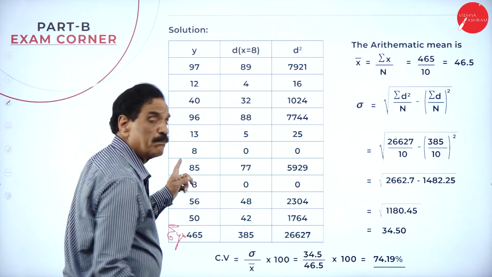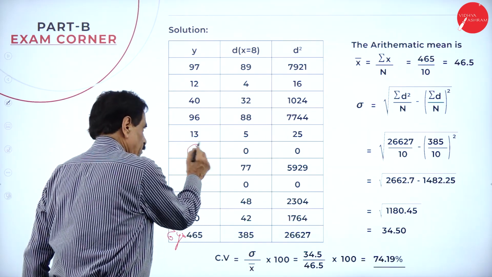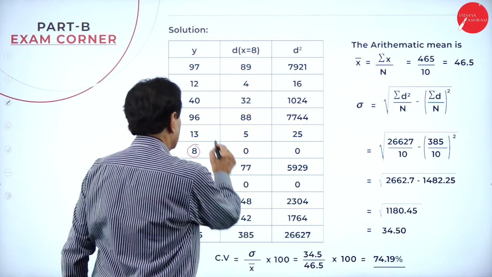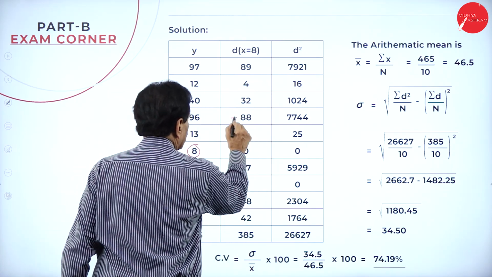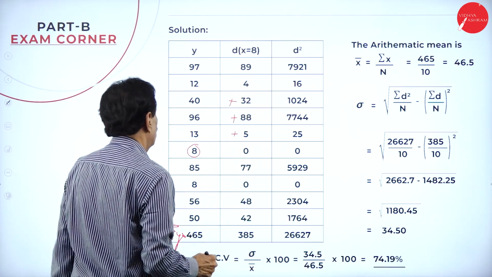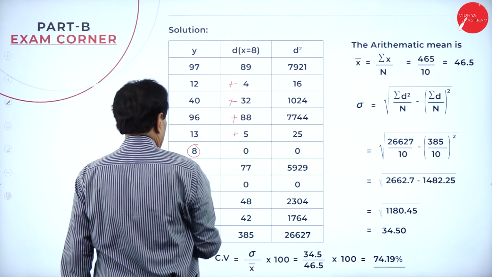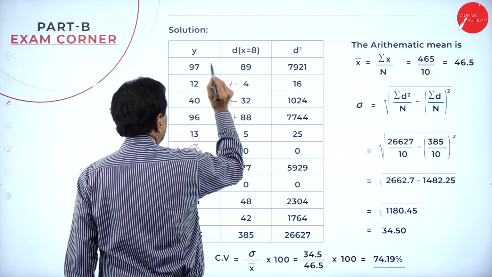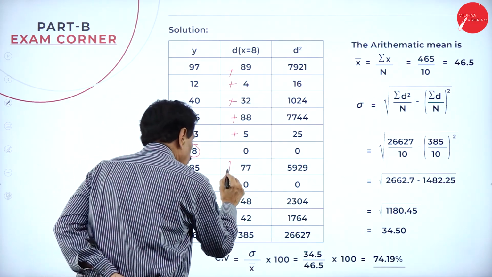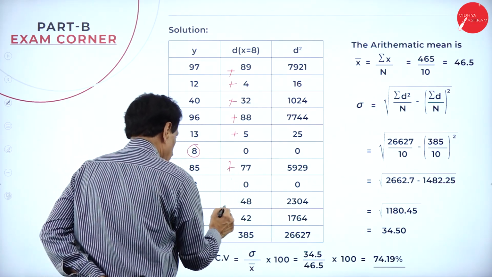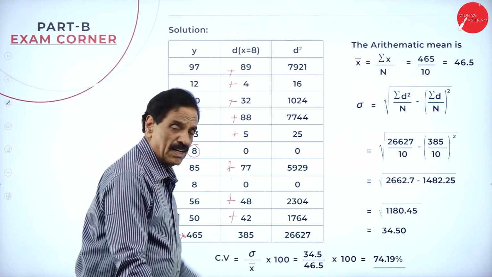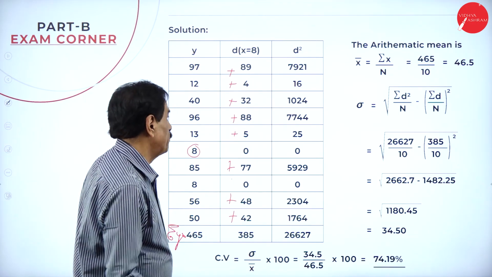Which is the lowest number? 8 as 0. So 13, how much more? 5 more. 96, 88 more. 30, then 40, 32 more. Then 12, 4 more. Then 97, here 89 more. Here 85, 77 more. 8 means 0. Here 48 more, 42 more. If we add these figures, it will work out to 385.